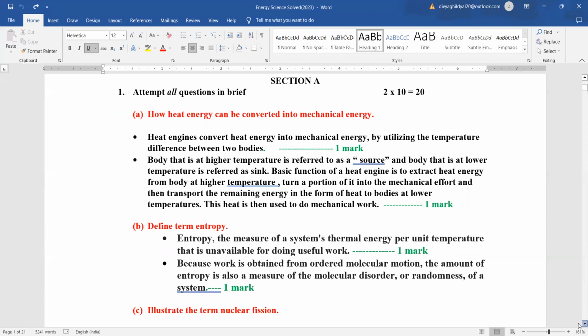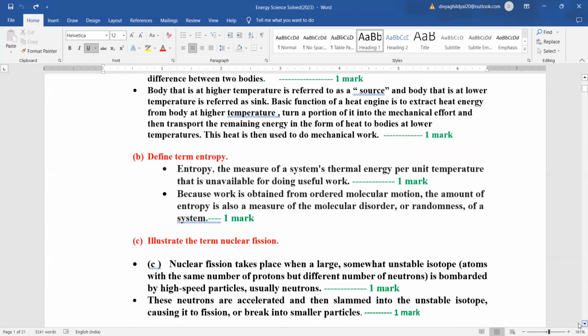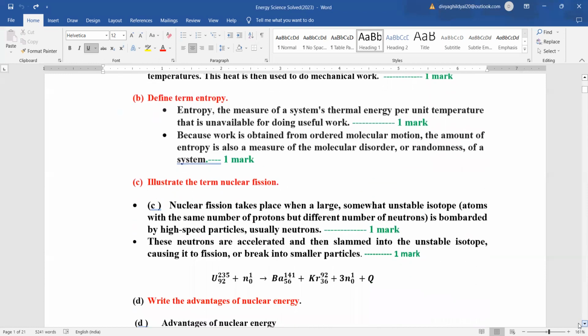Define entropy. This question has been asked many times. Entropy is a measure of the system's thermal energy per unit temperature that is available for doing useful work. You can also say that it is described as the measure of molecular disorder of a system.